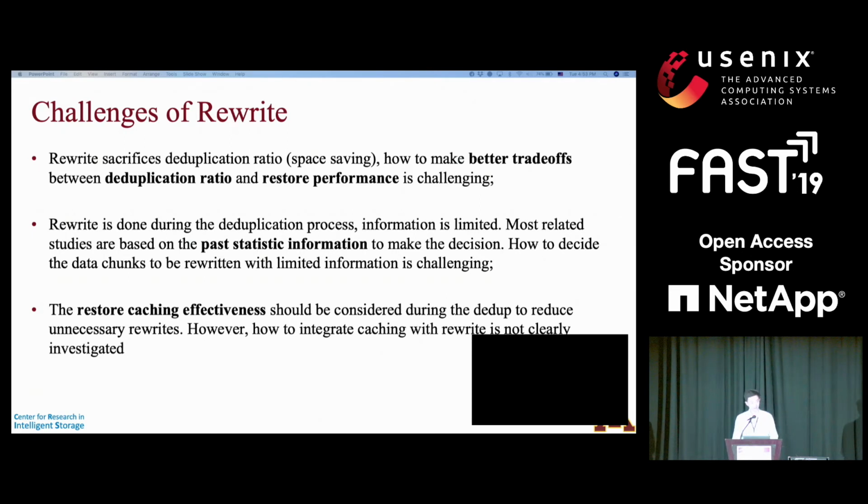The third thing is that we cannot separate the dedupe process from the restore process. In the future, when you restore, maybe the chunk is already in the cache, but you thought we should rewrite it. In this case, you are wasting your space.